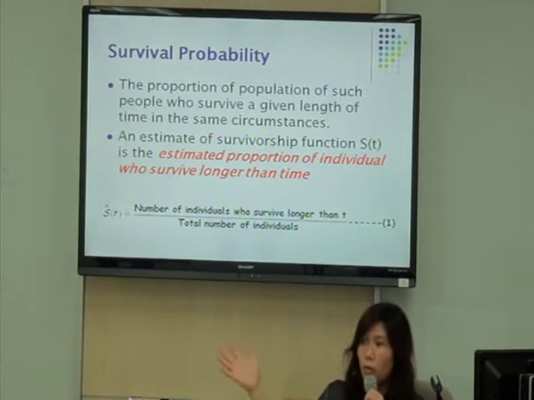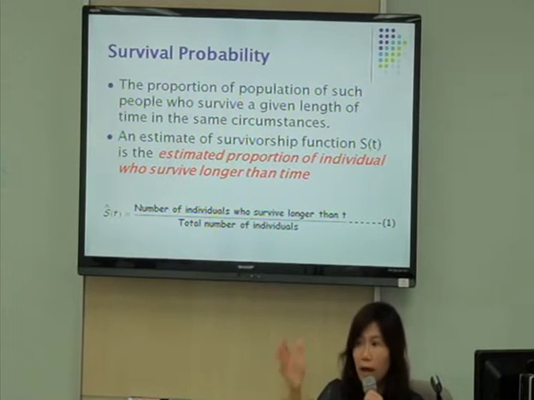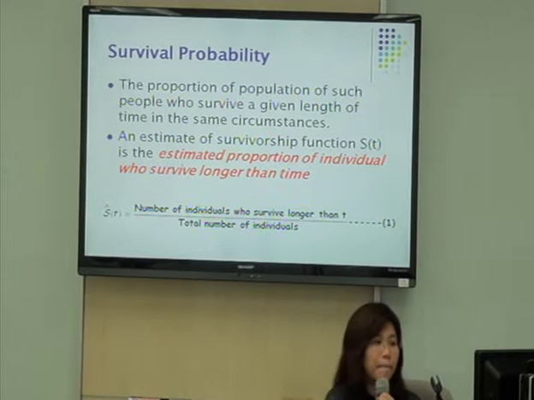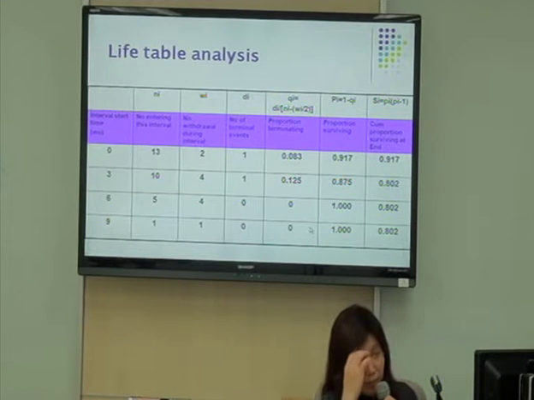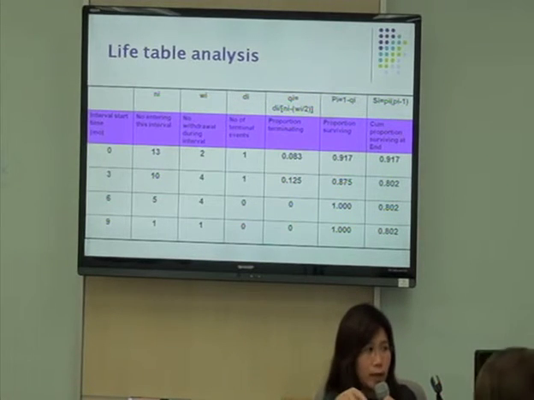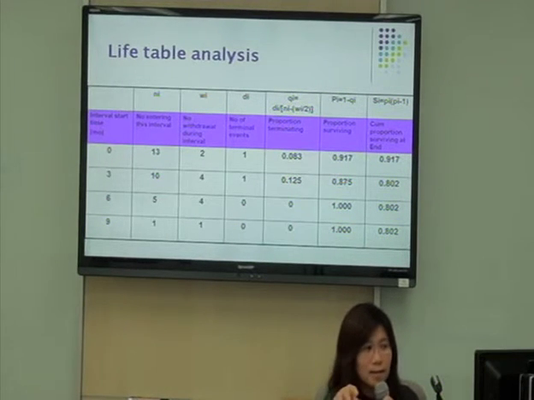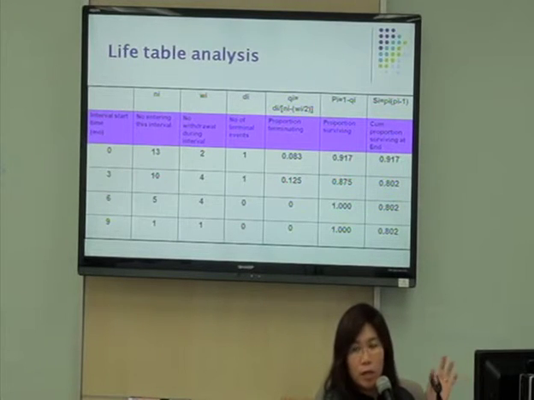After that, we don't know, but we know that they are still alive at time t, over than that. It's equal to the number of individuals who survive longer than time t divided by the total number of individuals. Actually, we have many methods to calculate the survival analysis, and basically the first one is life table analysis.